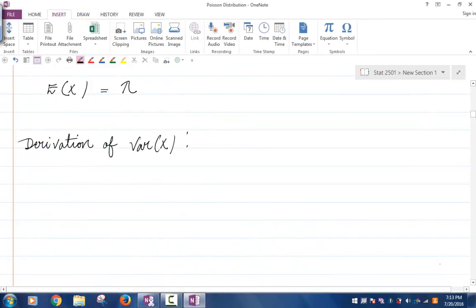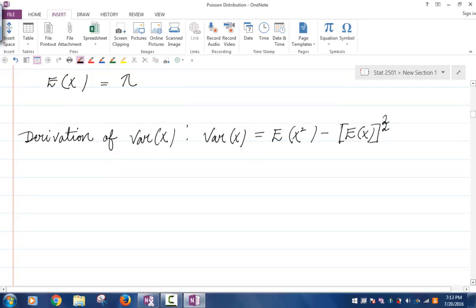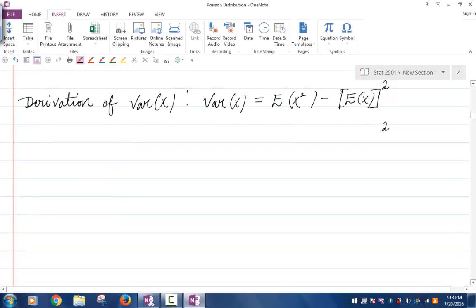Okay, let's derive the variance of x. We know that the variance of x is the second moment, the expectation of x squared, minus the first moment, the expectation of x, and you take the square of that. Notice that we have already calculated the expectation of x, so now we need to find the expectation of x squared. So let's try and do that.